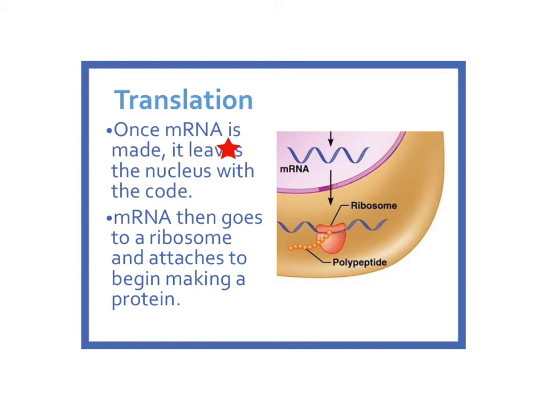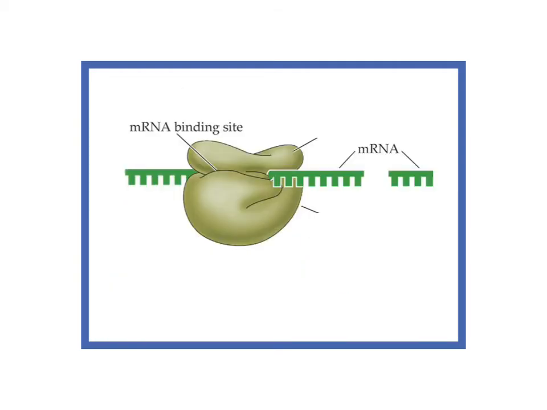So once messenger RNA is made, now it's allowed to leave the nucleus. So if this were the nucleus of the cell where the mRNA is made, it's now coming out of the nucleus through this little pore, and it's going to where the ribosome is. And it's going to attach to the ribosome to begin making a protein or polypeptide. This is kind of what that looks like. This is our ribosome.